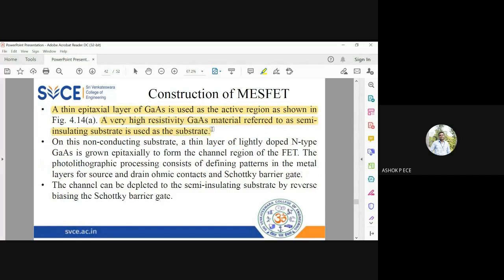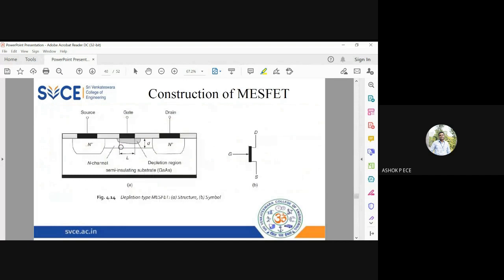On this substrate, a thin layer of N-type gallium arsenide is grown to form the channel, and above the channel you have your gate. So in the semi-insulating gallium arsenide, first you grow the N-type region, and this N-type region is your channel. Above this channel, you fabricate a metal region, which is taken out as the gate terminal G.